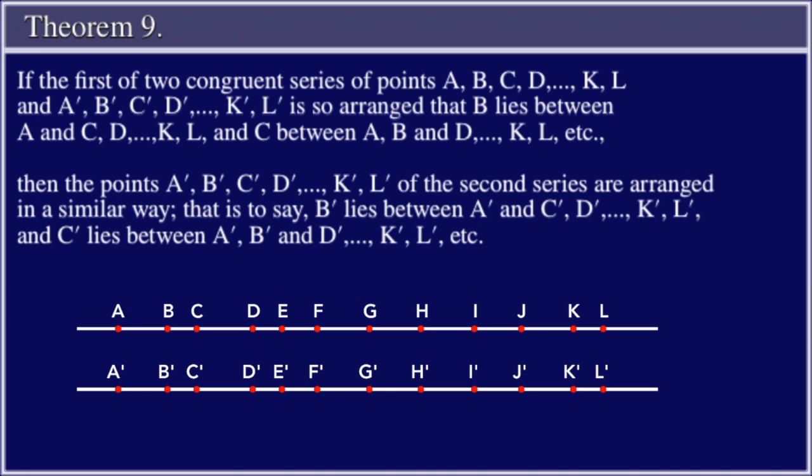Theorem 9. If the first of two congruent series of points, A, B, C, D through K, L, and A', B', C', D' through K', L' is so arranged that B lies between A and C, C between B and D, then the points A', B', C', D' through K', L' of the second series are arranged in a similar way. That is to say, B' lies between A' and C', and C' lies between B' and D', etc.